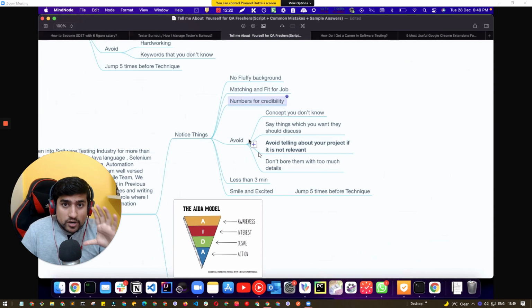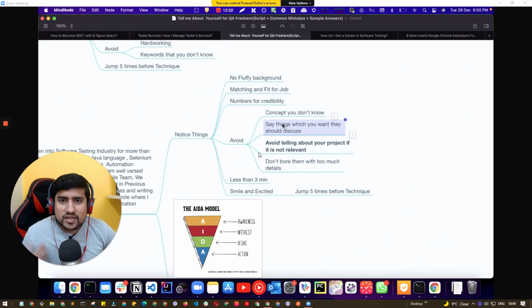And trust me, this is very short. This is one important thing. So a concept you don't know, please don't include. For example, if you are comfortable in Java performance testing, but nowhere in the profile is it mentioned that you need to know performance testing, right? So you can say that I have worked on it, but that's it. Say the things you want to say and want to discuss.